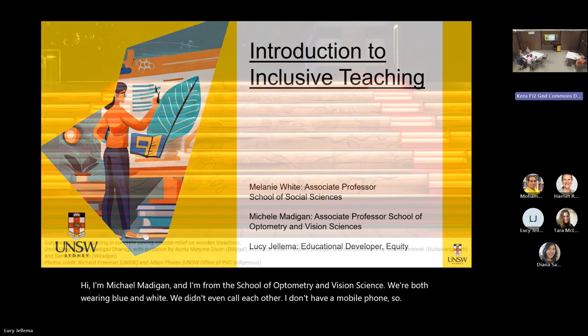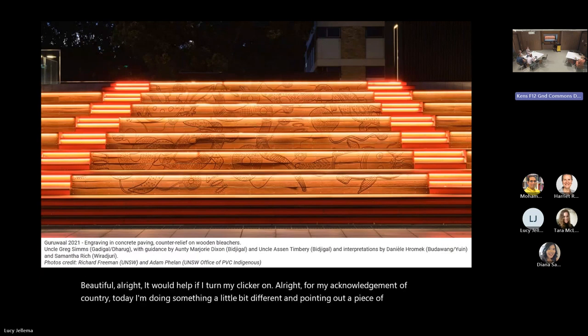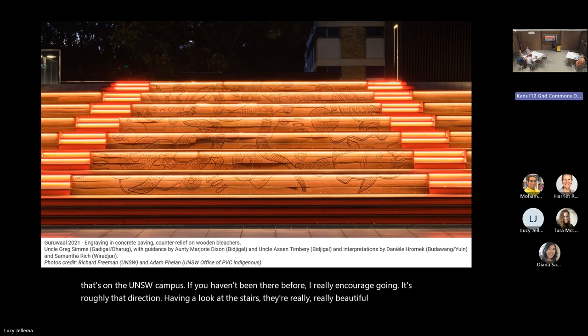Hope if I turn my clicker on. For my acknowledgement of country today, I'm doing something a little bit different and pointing out a piece of artwork that's on the UNSW campus. If you haven't been there before, I really encourage going roughly that direction, having a look at the stairs. They're really, really beautiful and really connect with the land that we're on today.